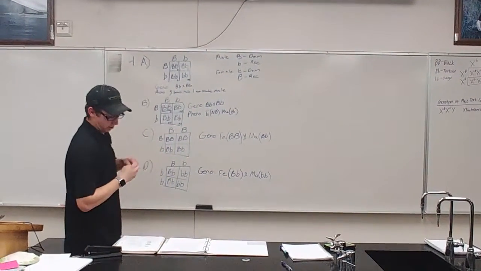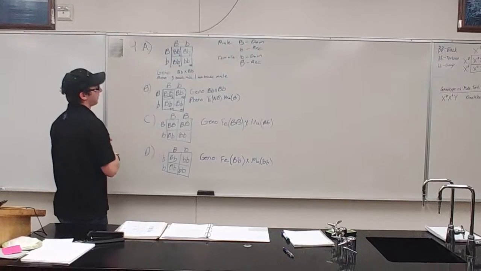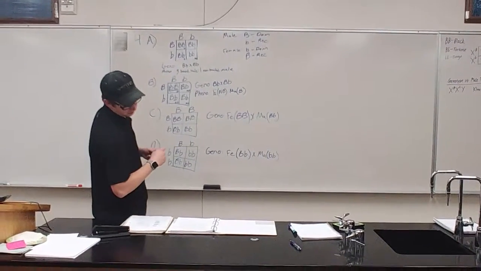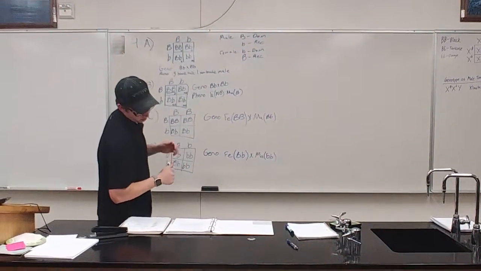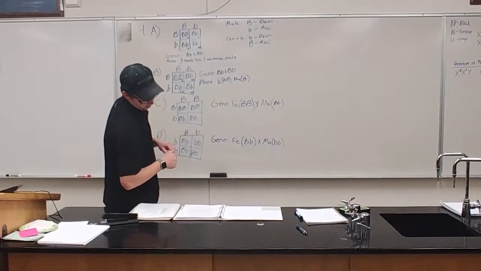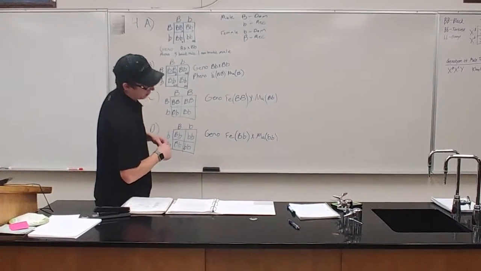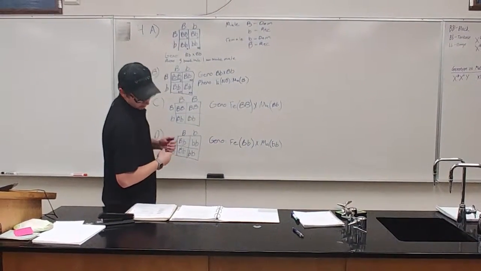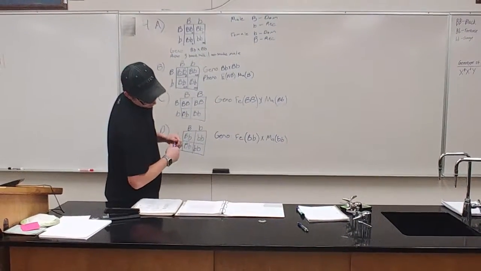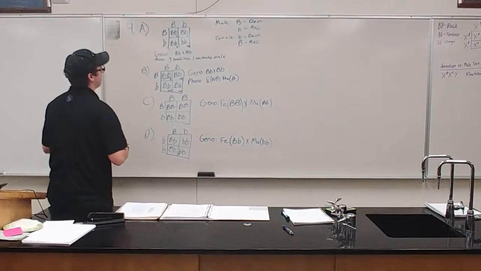Sorry. All right. 3 bearded males, 1 non-bearded male. For B, it says suppose that a cross produces a 1 beard, 3 no beard phenotype ratio among our female offspring. What are the genotypes and phenotypes of the parent?